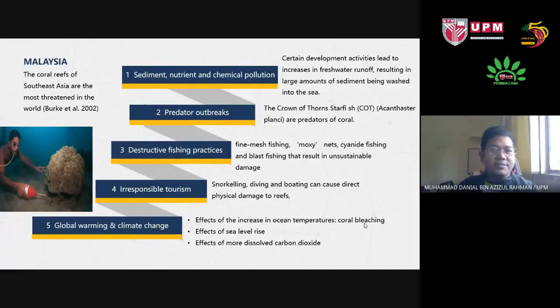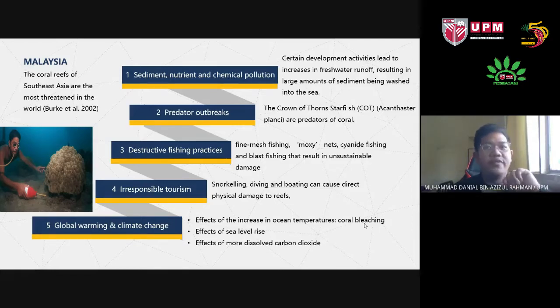This is because certain development activities lead to an increase in freshwater runoff, resulting in a large amount of sediment being washed into the sea. So this sediment, nutrient, and chemical pollution has been washed into the sea. When the direct sedimentation into the reef increases, the turbidity of the water will also increase, and this can lead to the smothering of corals, while an increase in nutrients in the water, as you know, can lead to eutrophication.